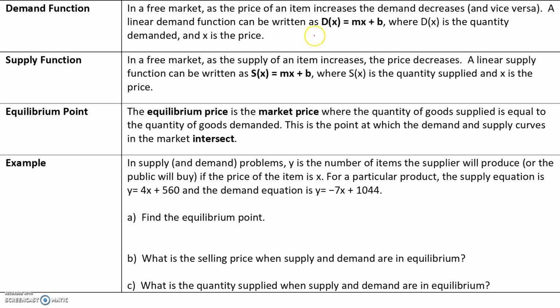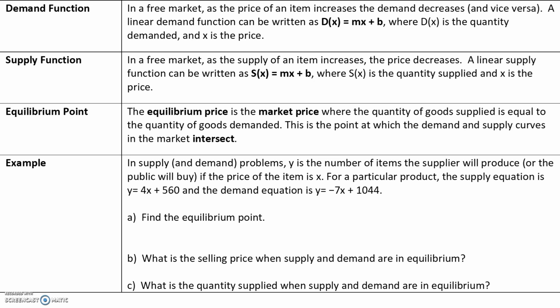The demand function can be written as d of x equals mx plus b, where d of x is the quantity demanded and x is the price. Supply is given by s of x equals mx plus b. Now with the supply, as the supply of an item increases, the price decreases. So let's say that there was a lot of a particular item, then it becomes not as valuable. So the price is going to decrease.